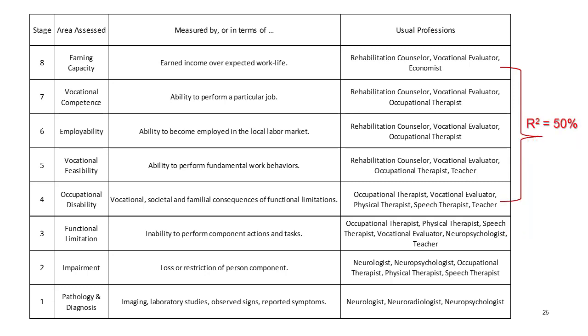We start to experience a ceiling effect, but still make improvement in predicting earning capacity when we gather information about the person's occupational disability. And you can see where this is going. Understanding the person's vocational feasibility helps us do a better job in predicting earning capacity.